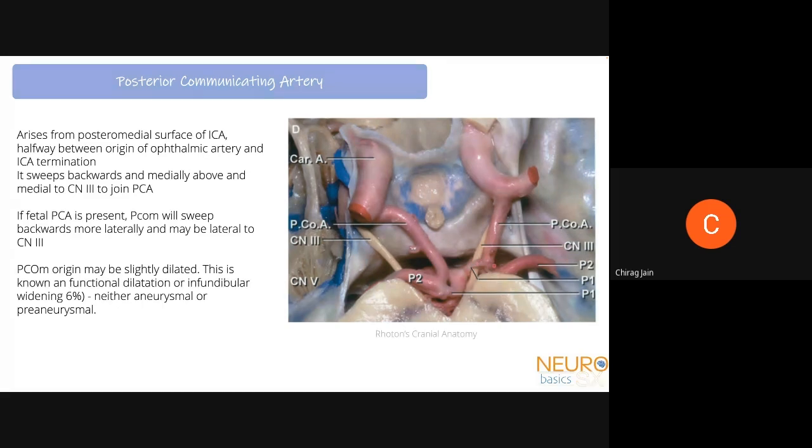Sometimes the PCOM origin can be slightly dilated, and that can make it look like an aneurysm, but that is just known as the infundibulum of the PCOM, and it's found in about 6%. And so far, it is found to be neither aneurysmal nor preaneurysmal.